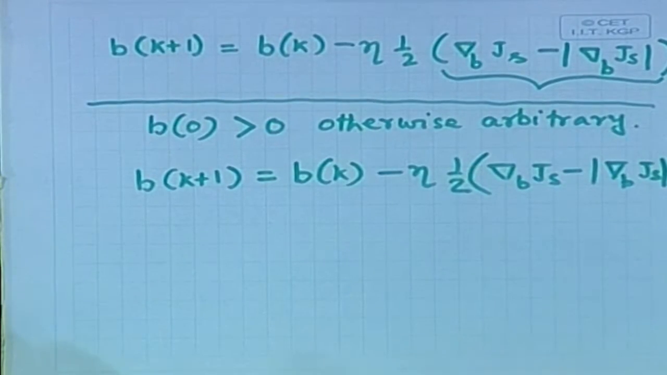And by doing this, because we are ensuring that B will always remain greater than 0, it is quite likely that even for linearly separable cases, we will get a solution vector which will actually linearly separate the two sets of samples belonging to two different classes.